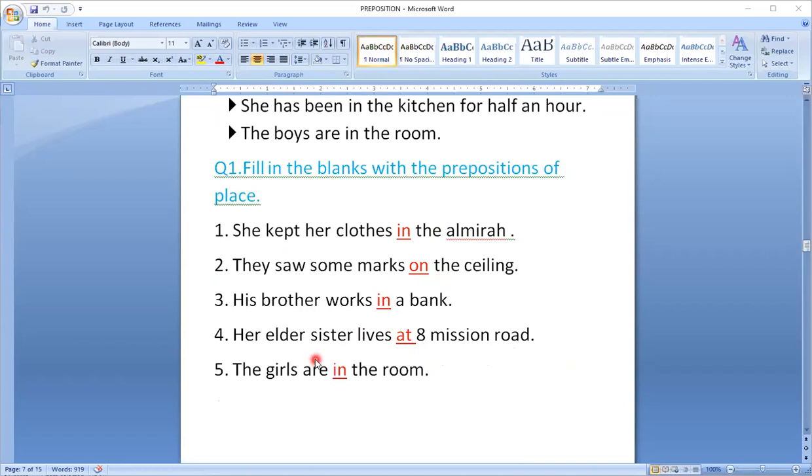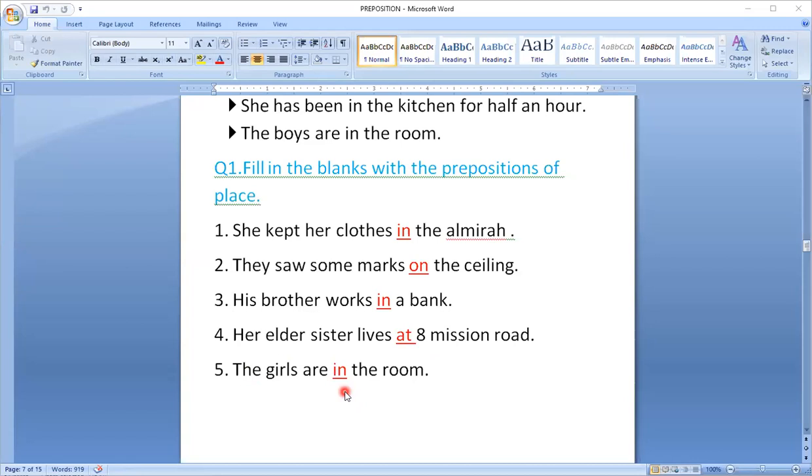Yes, her elder sister lives. जब हम किसी एड्रेस की, पर्टिकुलर एड्रेस की बात करते हैं तो we use at preposition. Here we use at preposition as her elder sister lives at 8 Mission Road. Now next sentence is here. The girls are in the room. You notice that when we talk about a place we use in preposition.